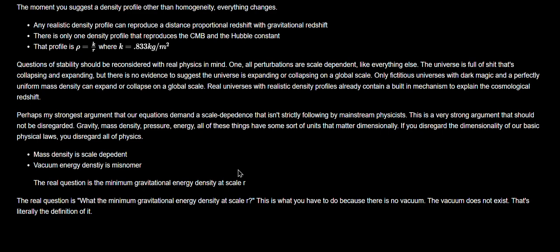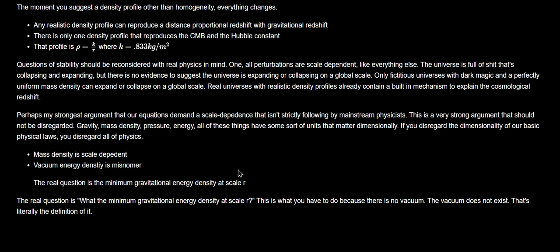Gravity, mass, density, pressure, energy, all of those things have some sort of unit that comes along with it that expresses the dimensionality of it. If you disregard these units, you disregard all of our basic physical laws and all of physics. Mass density is a scale-dependent variable.